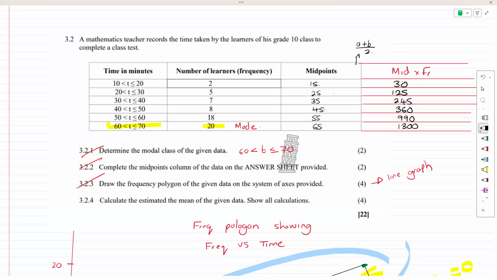Okay. Now always add this part up and add this part here. And we should be good because 30 plus 125 plus 245 plus 360 plus 990 plus 1,300 is 3050. And then this will be 20 plus 18 plus 8 plus 7 plus 5 plus 2 is 60. No, I think I'm off somewhere. Let me double check. 20 plus 18 plus 8 plus 7 plus 5 plus 2.